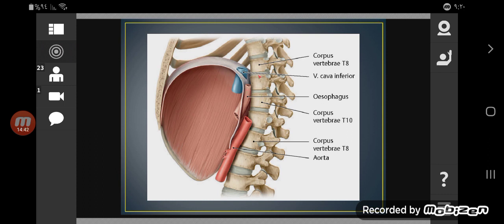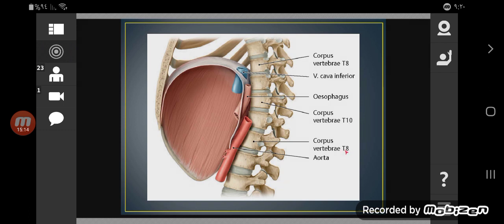Okay, the inferior vena cava is at the same level as T8, the eighth thoracic vertebra. The esophagus is at the same level as T10, and the aortic orifice is at the same level as T12, okay, T12. This is incorrect, it's not T8, it's T12. This picture is incorrect, okay?